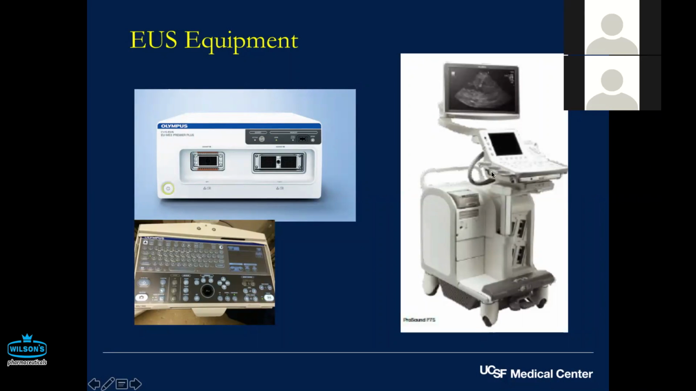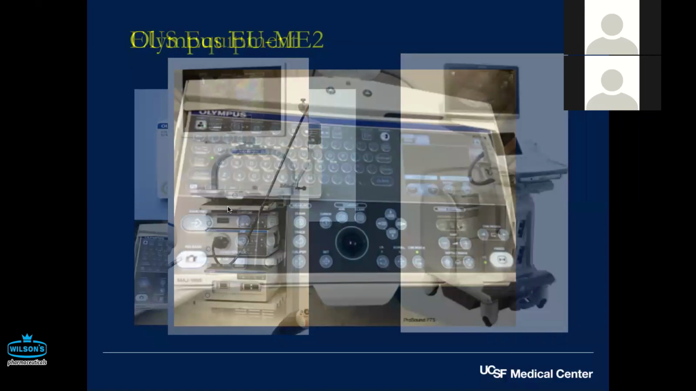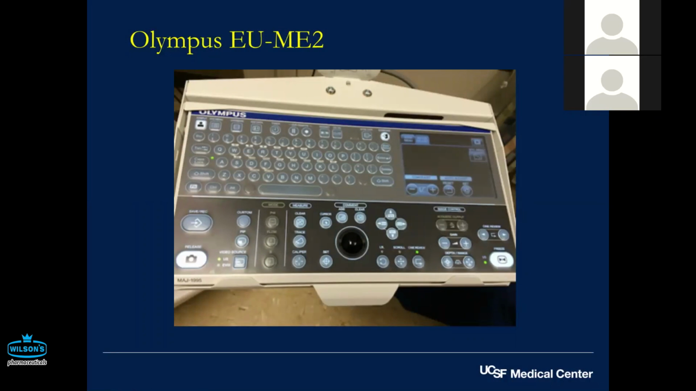Obviously, you have the big EUS consoles, but Olympus has a smaller unit that can be part of your endoscopy cart and has a sort of keyboard panel which allows you to adjust various components, and actually gives a very decent quality image. So this is the EU ME2 keyboard, and there are a lot of buttons here. A lot of them we don't actually use, but it's important to get to know these and work with the local representative to understand what the principles are, or working with your colleagues in radiology to understand this.